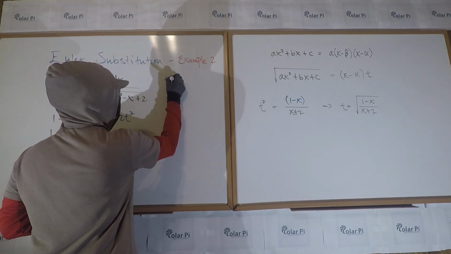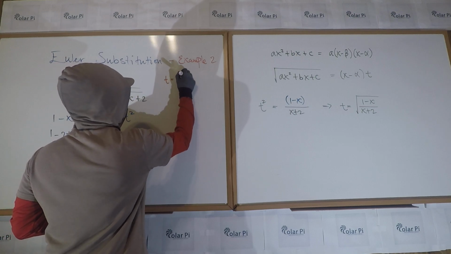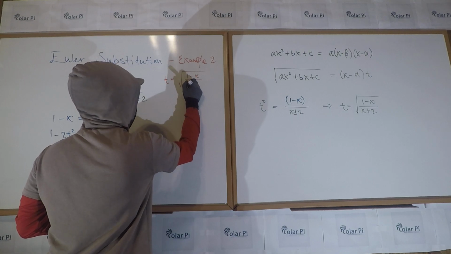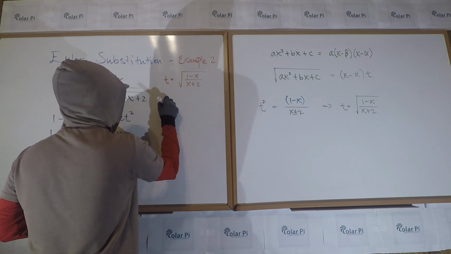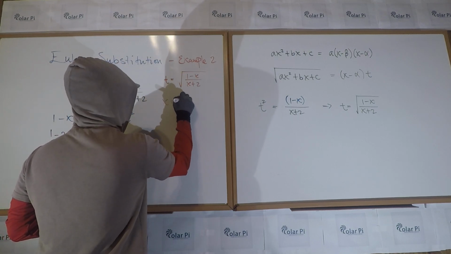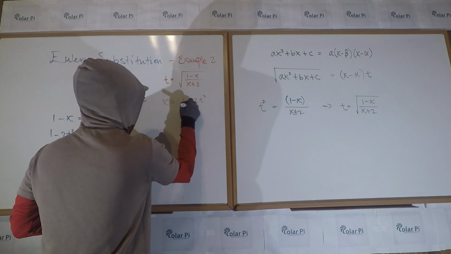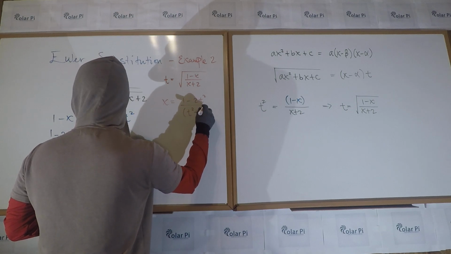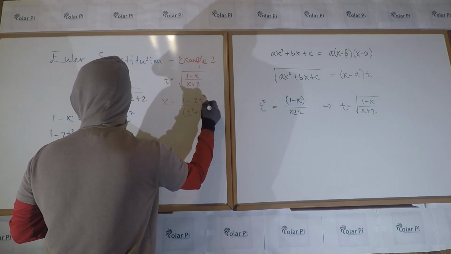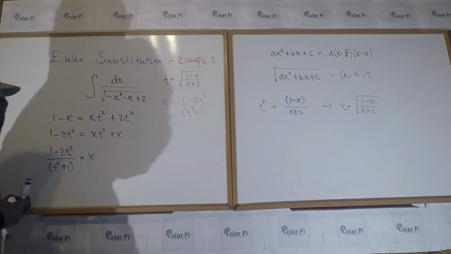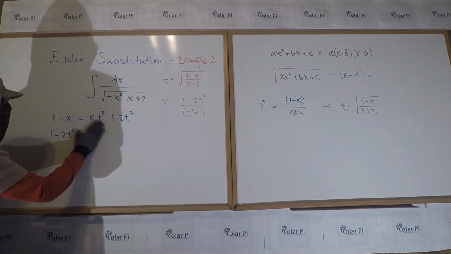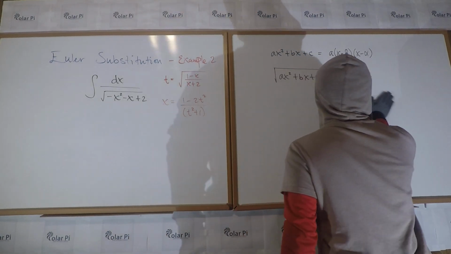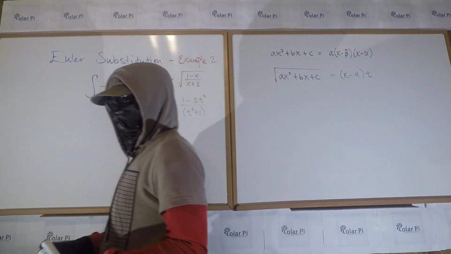So t is equal to root of (1 minus x) divided by (x plus 2), and x is equal to (1 minus 2t squared) divided by (t squared plus 1). And that's it. That's equal to x. All right? And that way, we don't have to worry about what we're erasing or what we're not erasing.